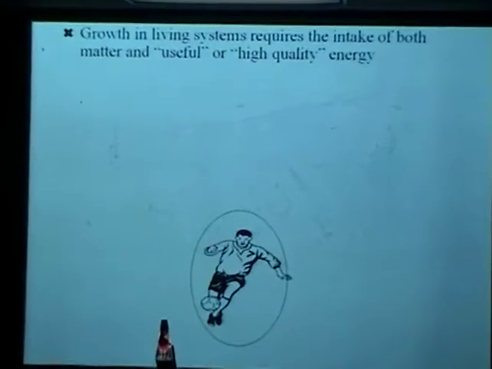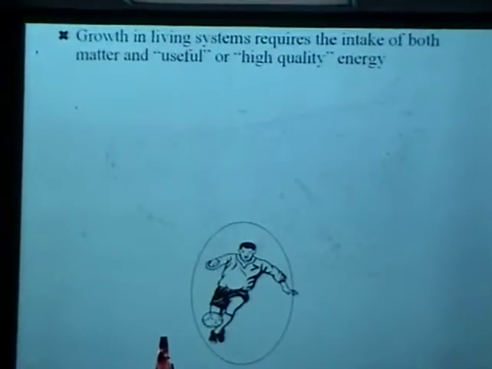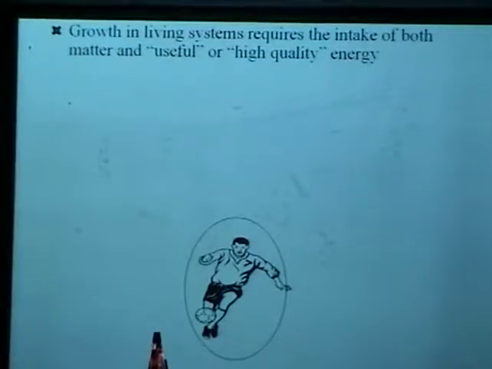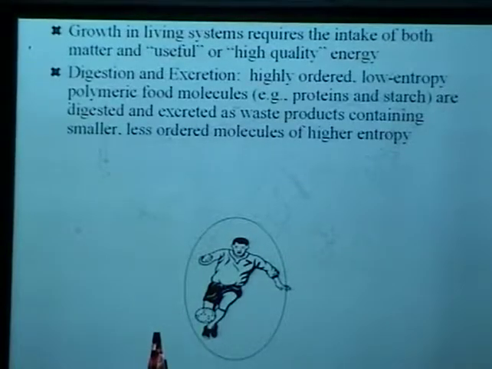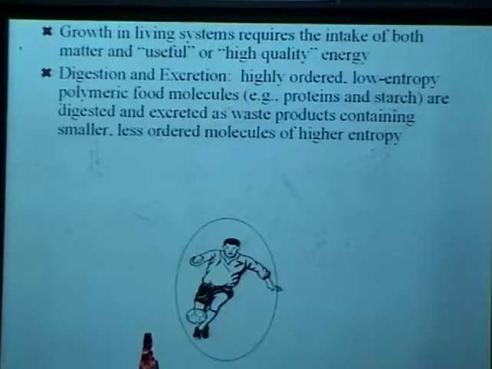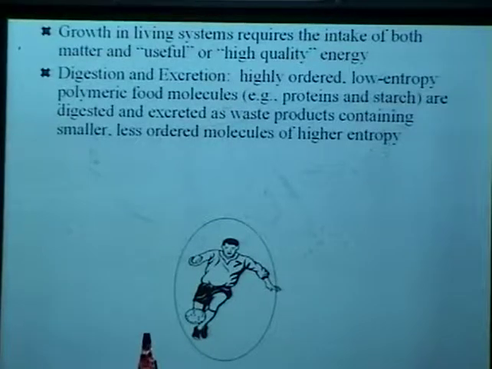They exchange matter and energy with the environment, and in order to grow, you've got to take in both matter and energy, basically in the food we eat. If we look specifically at the processes of digestion and excretion, what's going on? Well, you're taking in very highly ordered, low entropy food molecules, complex proteins and starches. You're digesting them and excreting them as waste products in the form of very simple, less ordered molecules of much higher entropy.